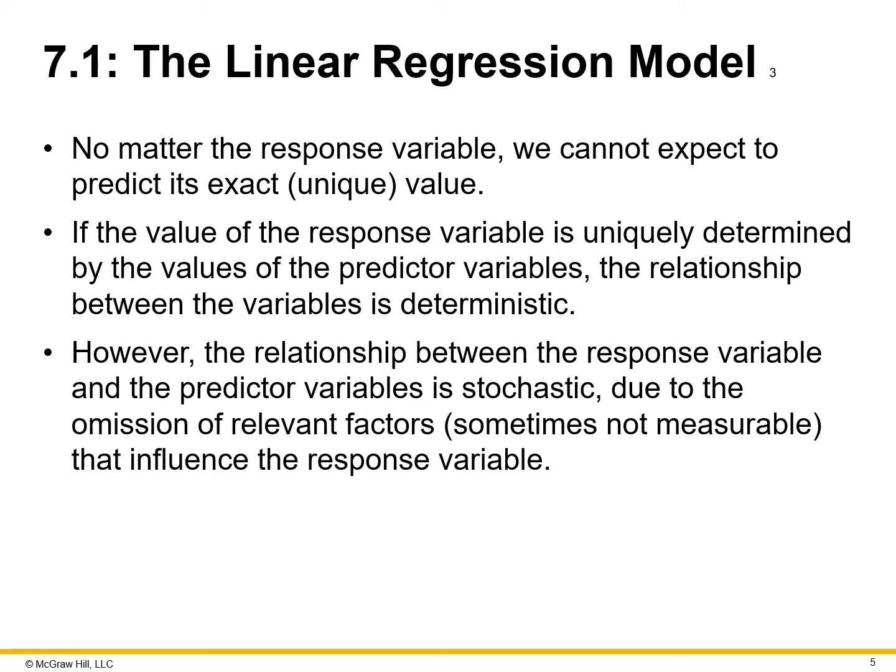However, the relationship between the response variable and the predictor variables is stochastic due to the omission of relevant factors, meaning sometimes not measurable, that influence the response variable. What this means is it may be a correlation, but it may not be as finite as we think. It may be an occurrence or an every-now-and-then type predictor. So that's why we need to understand that it's not 100% exact all the time, that maybe in this example, at times income level and someone's age is a factor to a purchase decision in a linear regression analysis of purchase behavior, but it may also mean that it's not a regular occurrence.